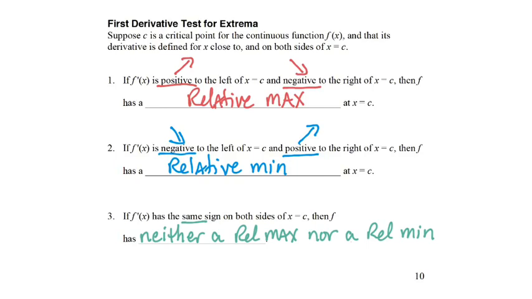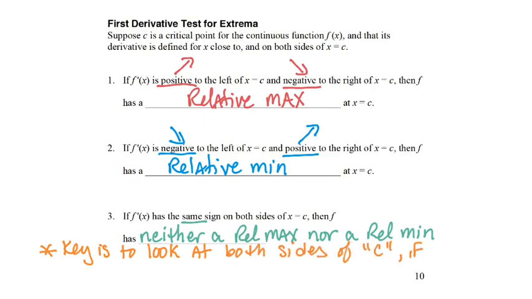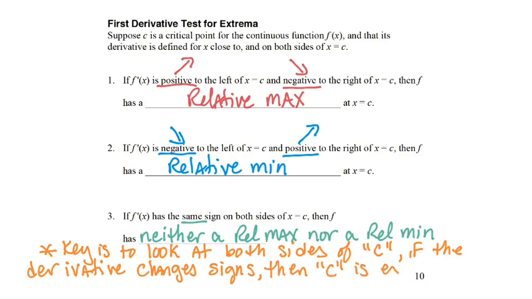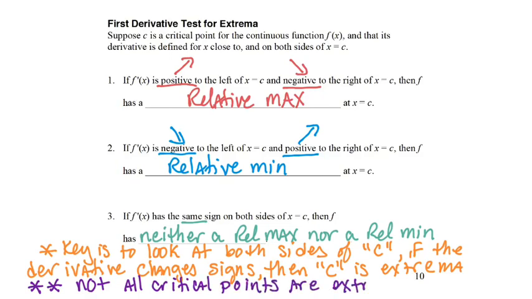So two important points to tie this together. The key is that we need to look at both sides of c, our critical value, and if the derivative changes signs, then that critical value is an extremum, maybe a relative max, maybe a relative min, depending on what sign change our derivative has. But the last important piece is that not all critical points are extrema, right? That's what we just said. If we have the same sign, it's neither a max nor a min.